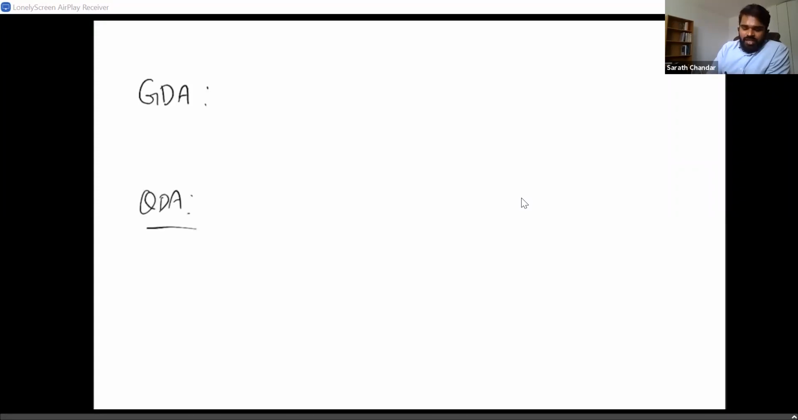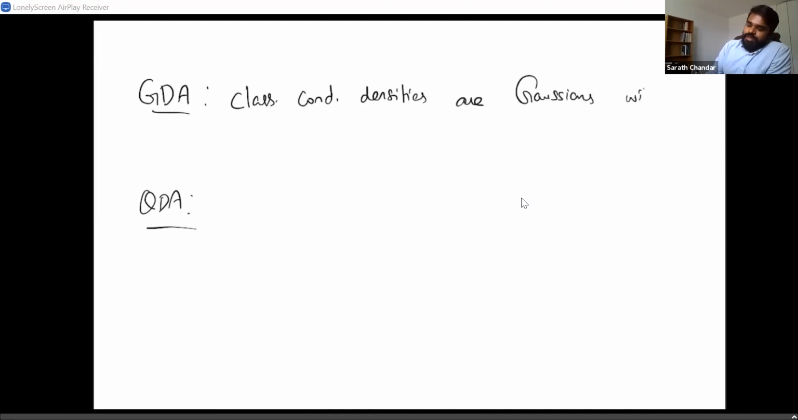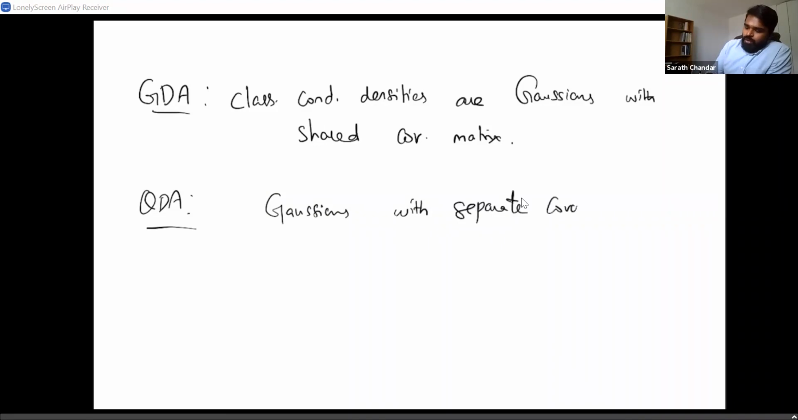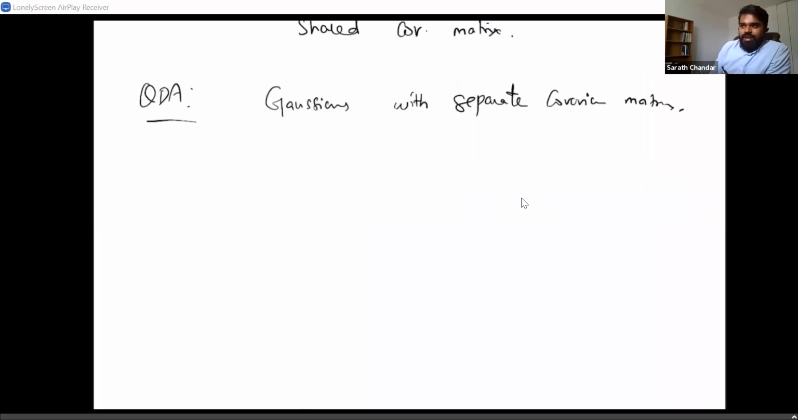In the case of GDA, the class conditional densities are Gaussians with a shared covariance matrix, right? But in the case of QDA, the class conditional densities are Gaussians with separate covariance matrices. Okay.